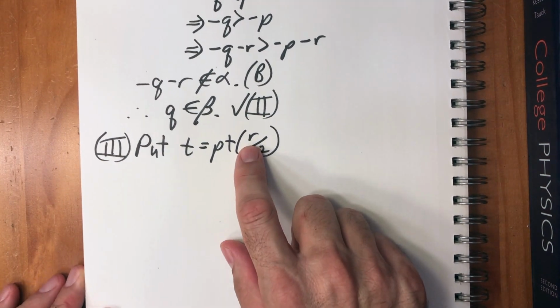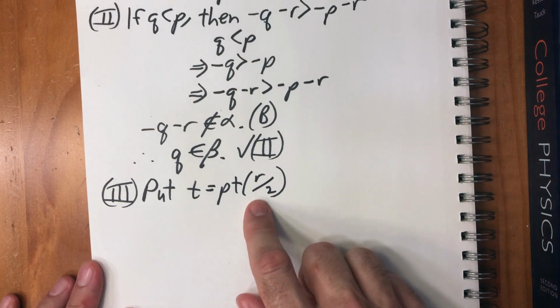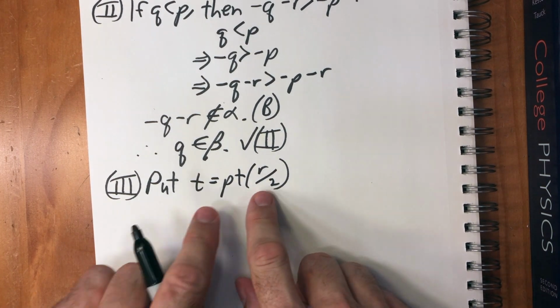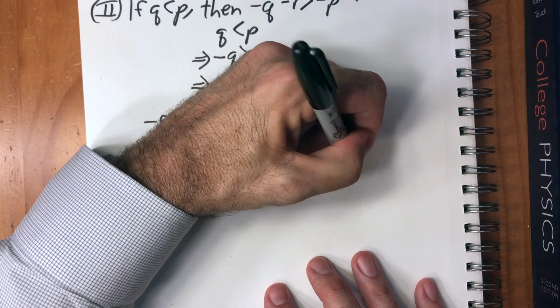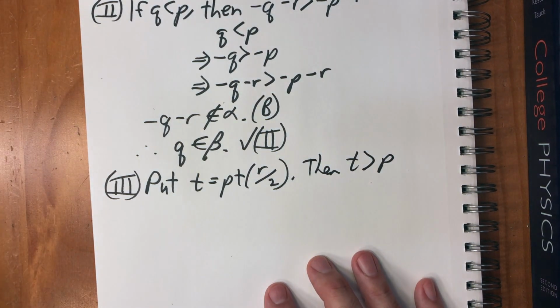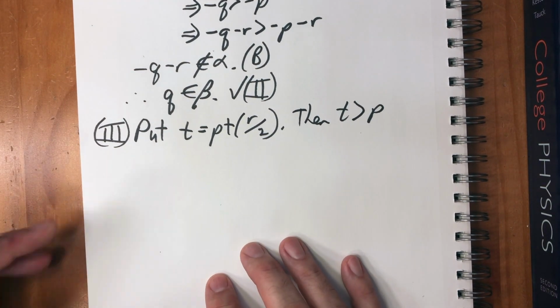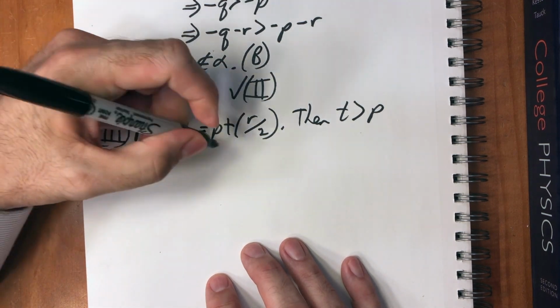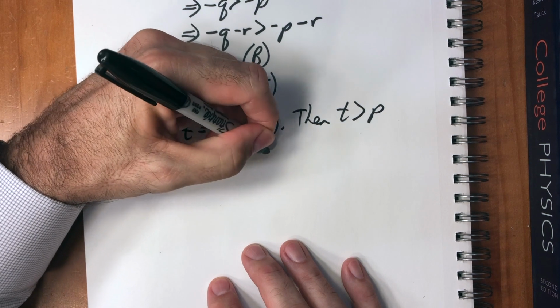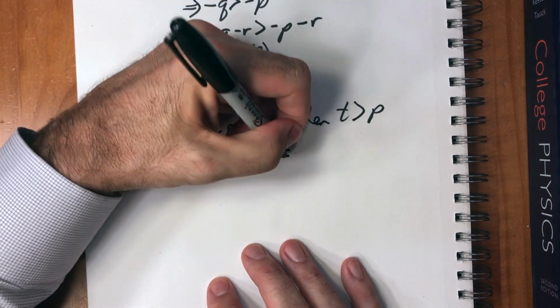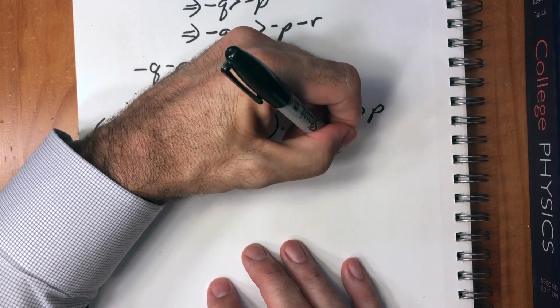Okay, so r is positive. We started with that. So r divided by 2 is also positive, so t has to be bigger than p. So t is greater than p. And minus t minus r divided by 2 equals minus p minus r.